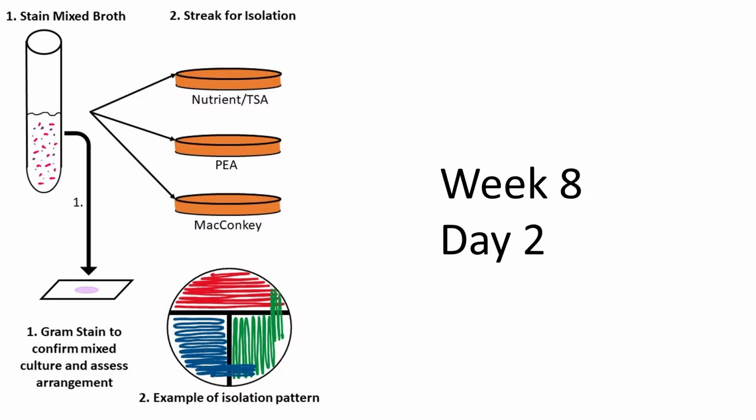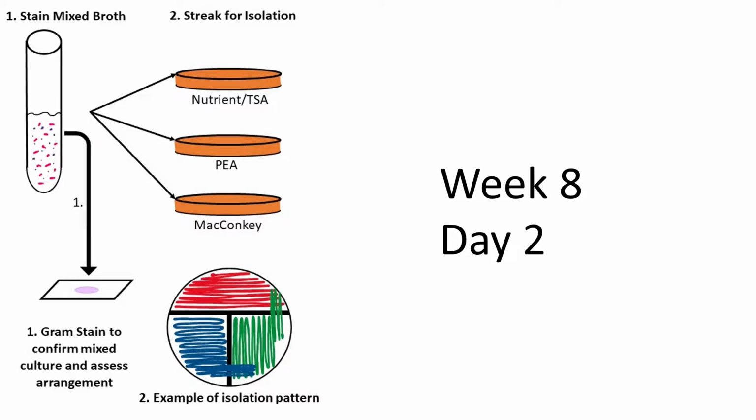So you should be able to tell whether it's gram-positive or gram-negative, and then whether it's in a Staphylo arrangement, Diplo, random, Strepto, Tetrad, whatever. Then we will streak for isolation.